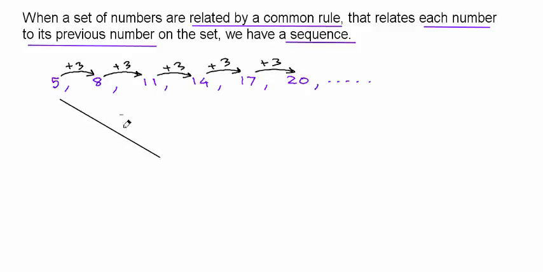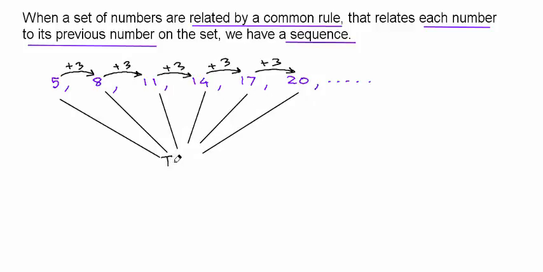And the actual numbers are called the terms of the sequence. So all these numbers taken together in the same order form the sequence, and then we have the individual terms in the sequence. We say 5 is the first term of the sequence, 8 is the second term, 11 is the third term, and so on.